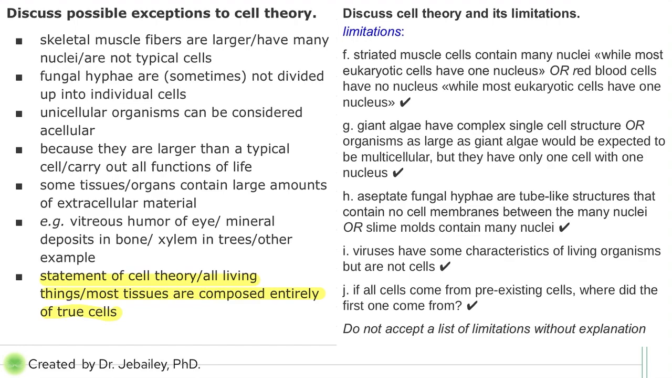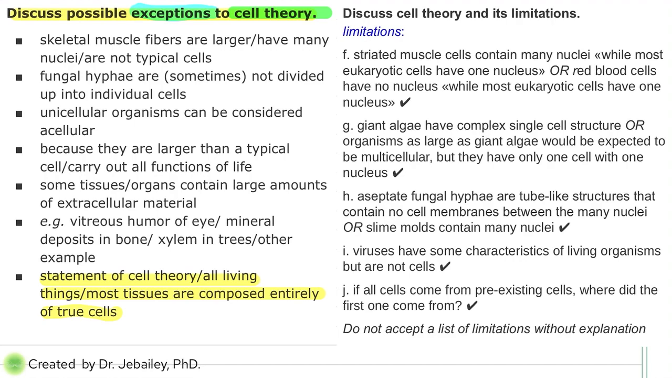Discuss the possible exceptions to cell theory. Many students, when they read this, assume, oh, let me just go straight and talk about the exceptions. Nuh-uh, be nicer. Show the teacher that you know more. Before you talk about the exceptions, my friend, go ahead and talk about the 3 statements of the cell theory. You can get points by mentioning it.